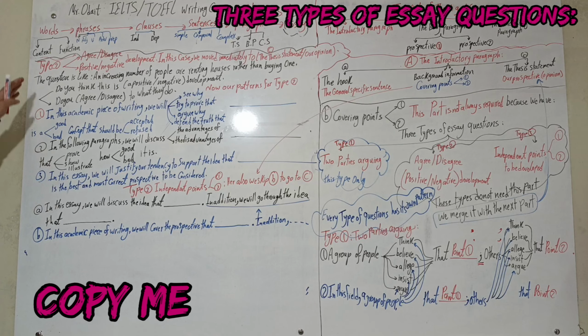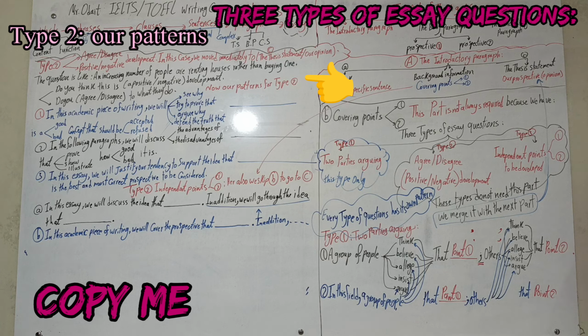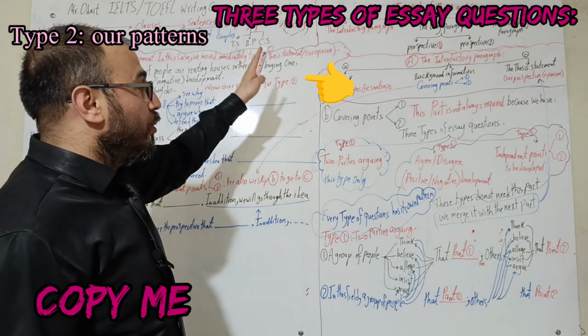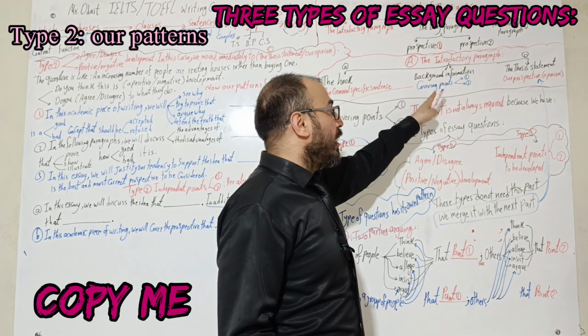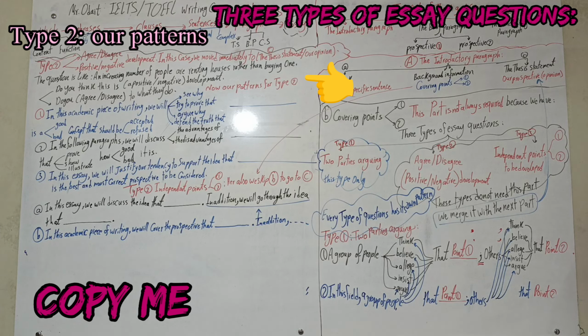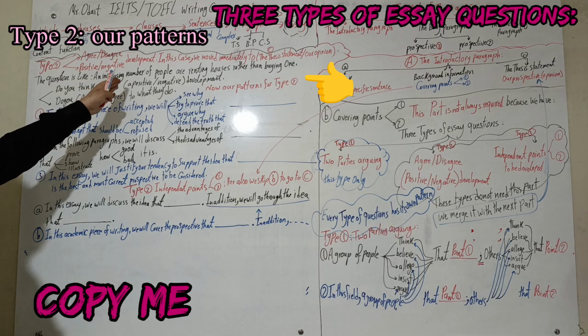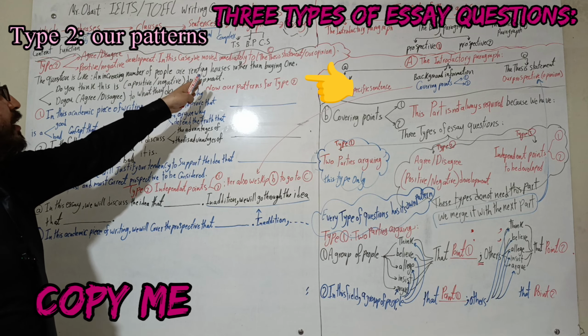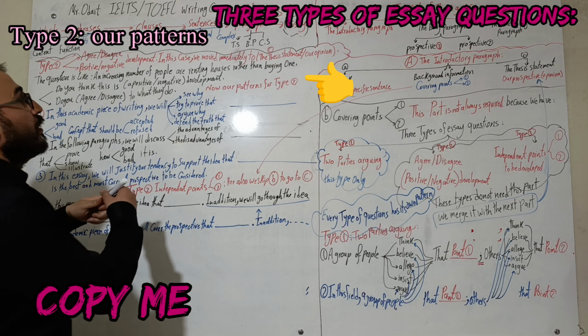Now, we move to type 2. Type 2 talks about agree, disagree, positive, negative developments. Generally, my friends, in this case, as we said before, we write the hook, we skip part B, and we go to part C immediately. As you see here, after we write the hook, we start part C. We say the question here, the given example for the question: an increasing number of people are renting houses rather than buying ones.